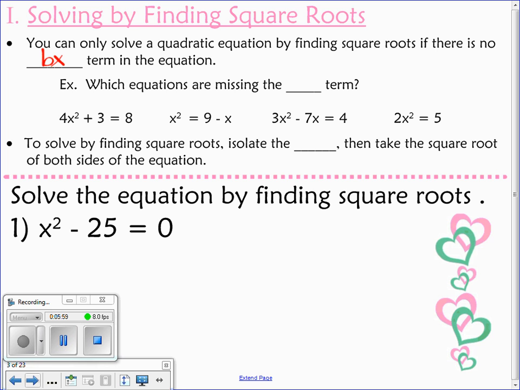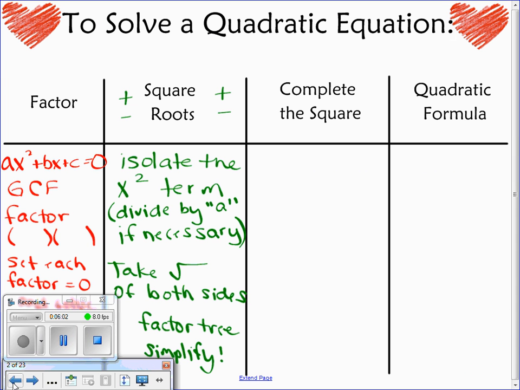So you might want to look on your yellow page. You may want to make a note to yourself up here underneath square roots. So must be missing bx. So if it has a bx term, this method will not work.